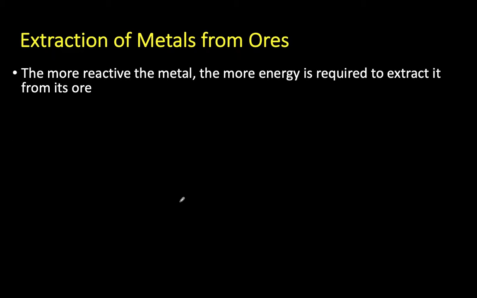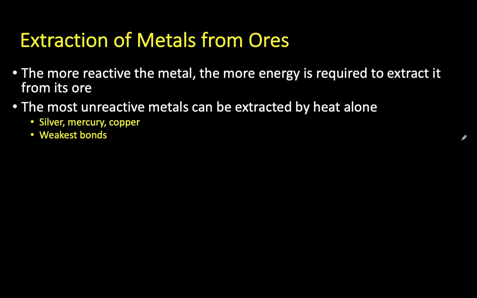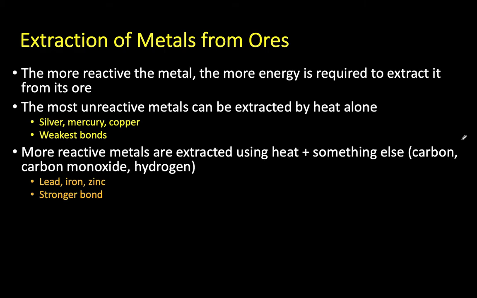The more reactive the metal, the more energy is required to extract it from its ore. I've already said that today. The most unreactive metals only need heat to be extracted from ores. Those would be silver, mercury and copper. Now the bonds that they form with the oxygen or sulfur they are in a compound with are the weakest bonds, which means they only need heat to be broken.